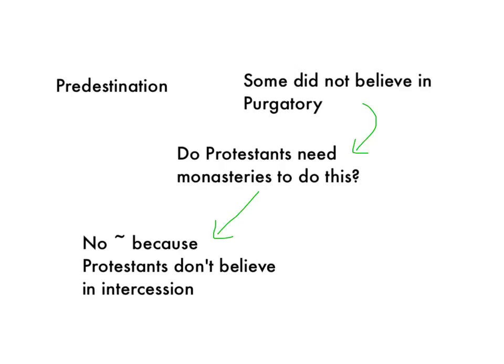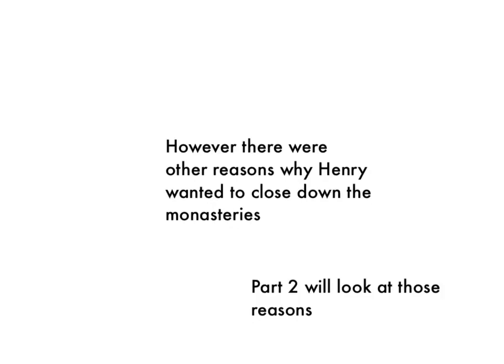God knows when you are first created whether you will be good or whether you will be evil. Everything is predestined, predesigned. So, if Protestants don't need monasteries, and Henry has turned England into a Protestant country by the Reformation, Henry doesn't need monasteries, and therefore he can close them down.